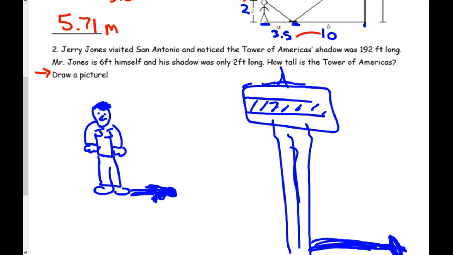All right. So what should I label? So 192 goes where? Shadow of what? Tower. 192 on my tower's shadow. What else do I label? Okay, from his eyes to his toes, supposed to be 6 feet. And then what else? Shadow, it's 2 feet. Now, technically, a person or a thing and its shadow are going to be making right triangles that are similar. So, I'm looking for the missing height.